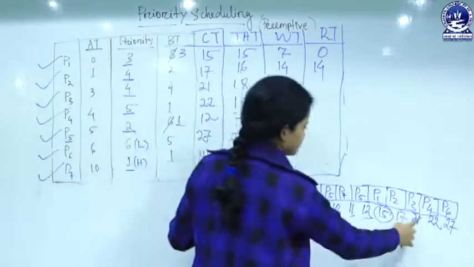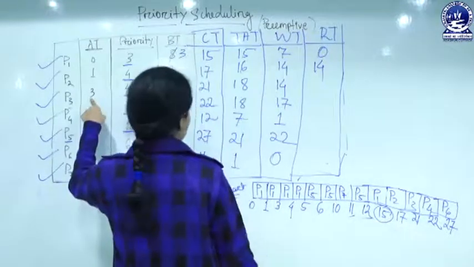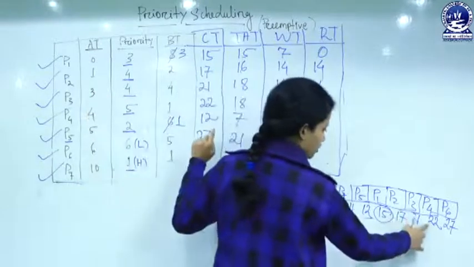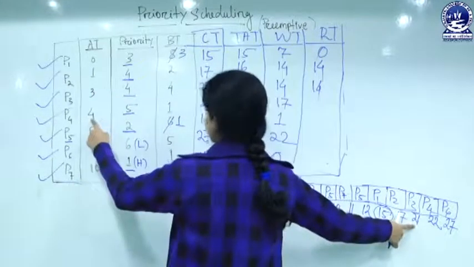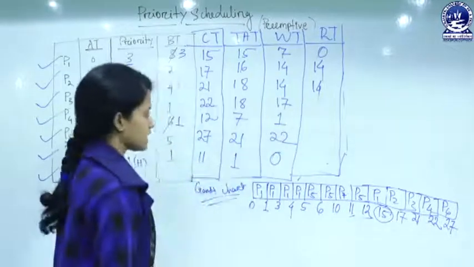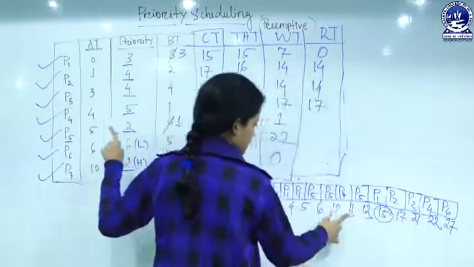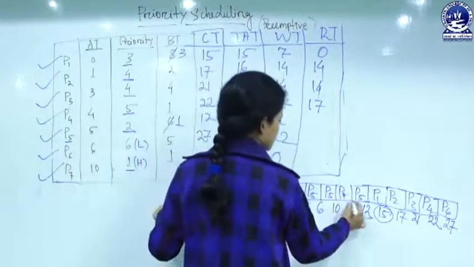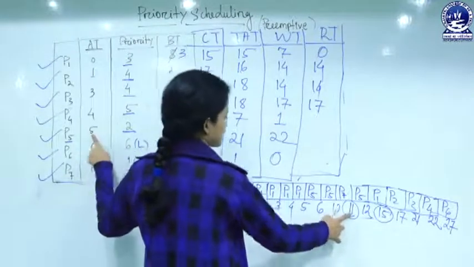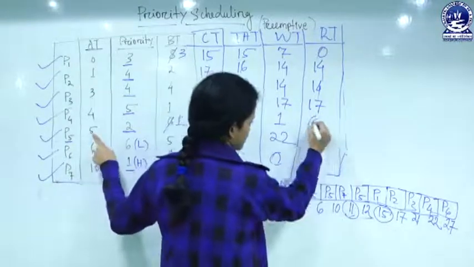For P3, that is 17. 17 minus 3, that is 14. For P4, 21, and the arrival time of P4 is 4. 21 minus 4, that is 17. For P5, 11, and the arrival time of P5 is 5. So the response time of P5 is 11 minus 5, that is 6.